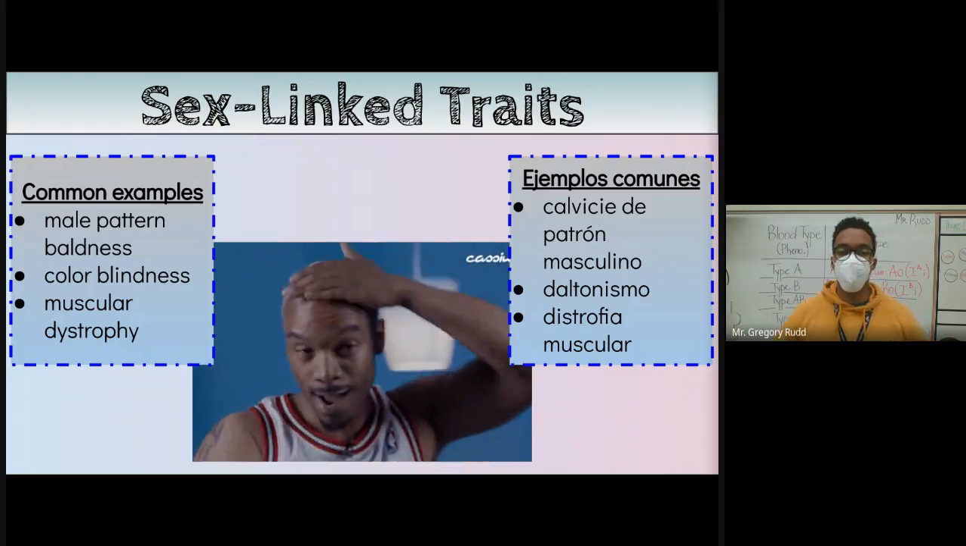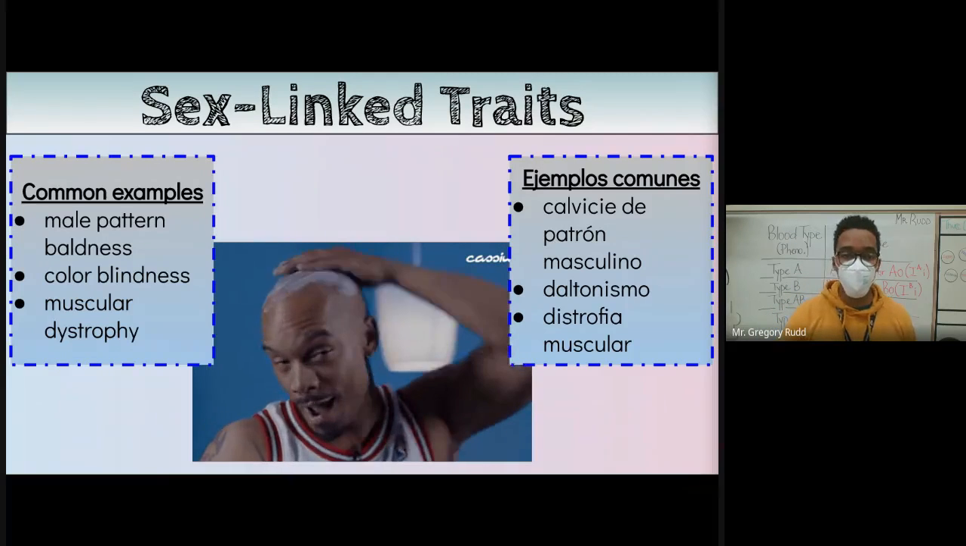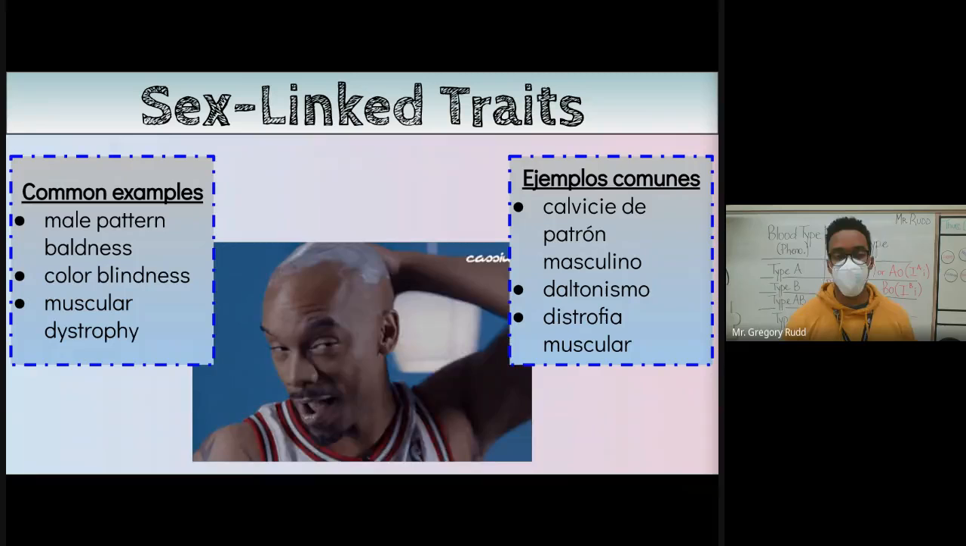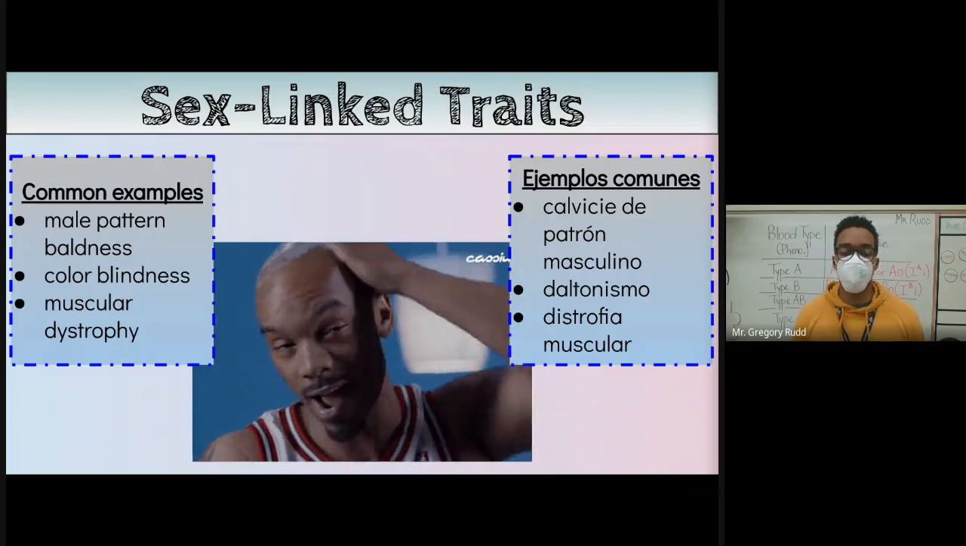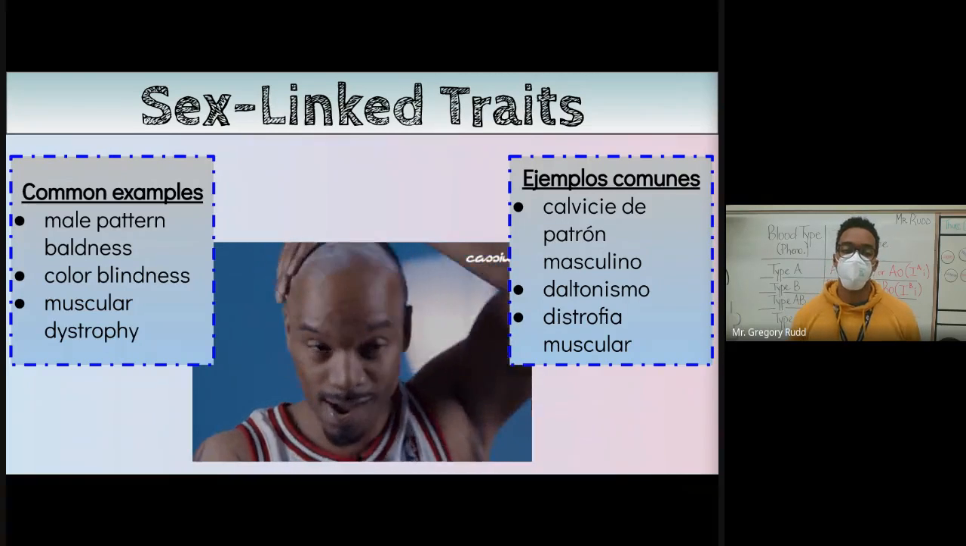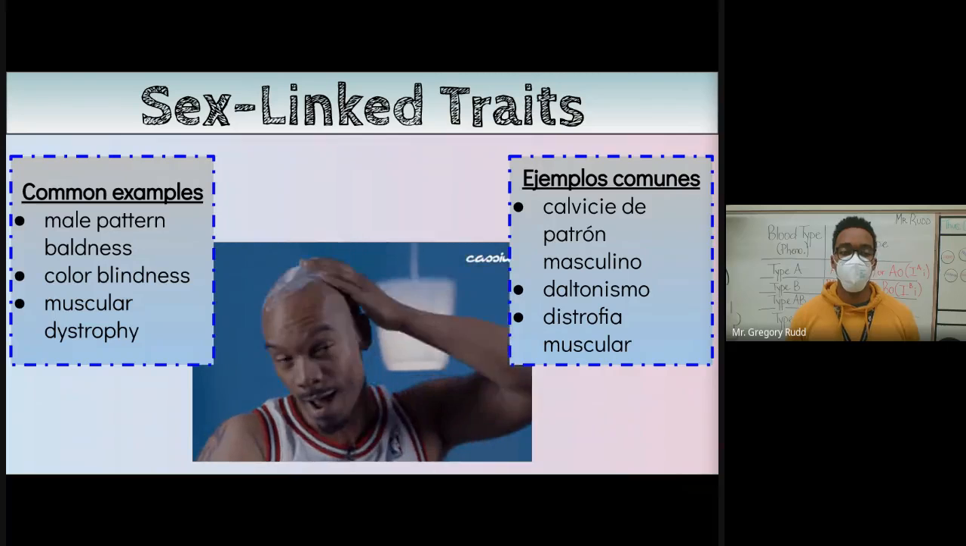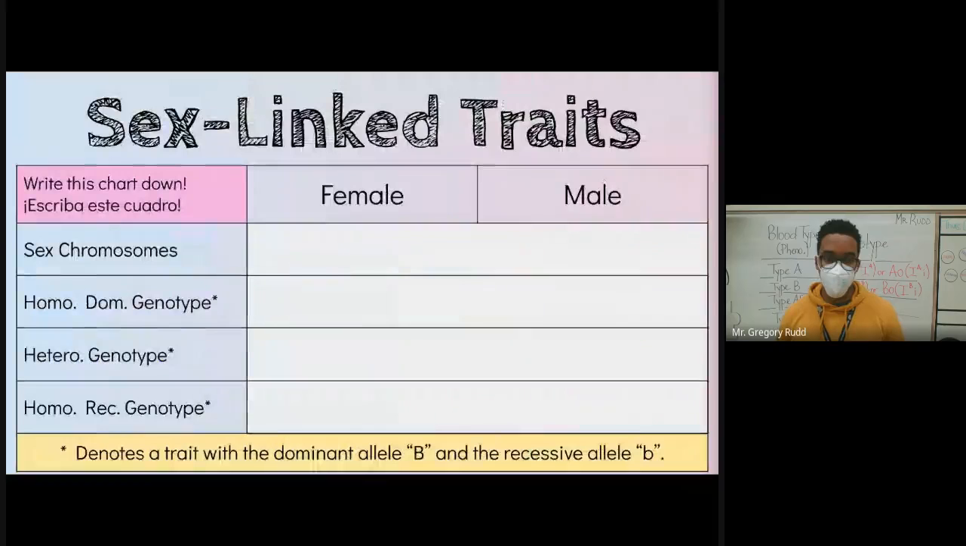Color blindness is another example of a sex-linked trait. Again, we only find these sex-linked traits on the X chromosome. And then there's a disorder called muscular dystrophy that we will talk about a little bit. That is also a sex-linked trait.